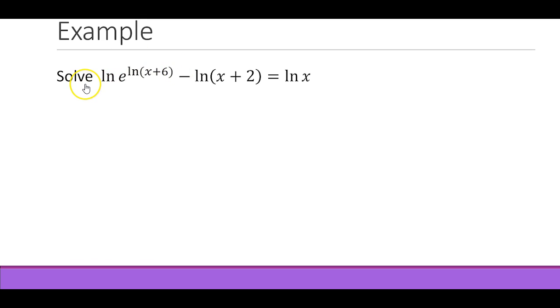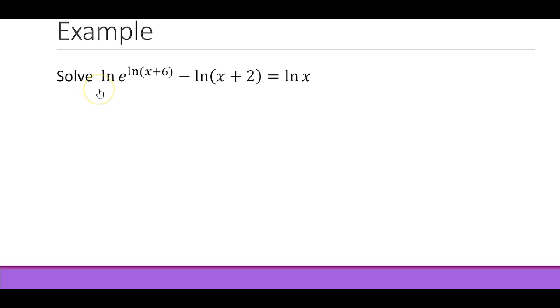And in this last logarithmic example, I have solved the natural log of e to the natural log of the quantity x plus 6 minus natural log of the quantity x plus 2 equals natural log of x. So here, to start with, I want to be able to see that right away I have natural log of e, so those actually cancel out. Or the other way you can think about it, e to the natural log cancels out.